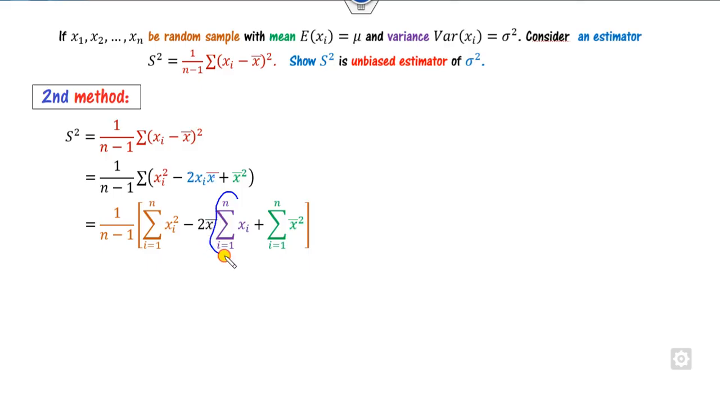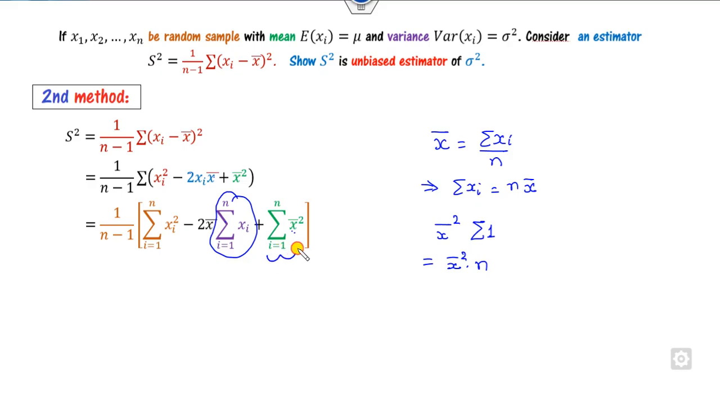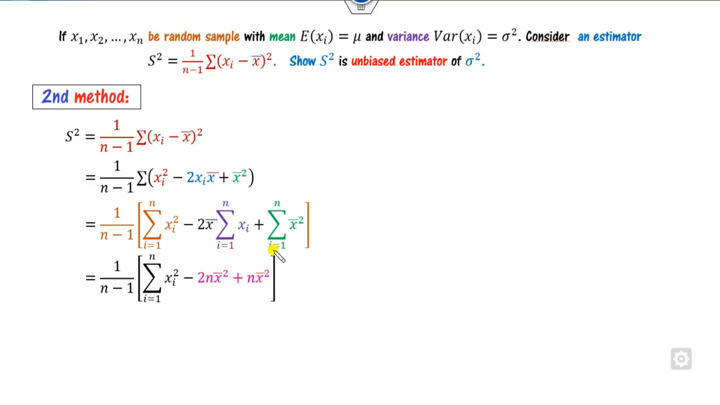What is this factor? Because we all know the sample mean is nothing but the summation of xi upon n. So what is the value of the summation of the xi? It is nothing but n of x bar. So it can be written here. Because x bar is my constant, it can be taken outside. Inside is summation of 1, so this is x bar square of n. So this part is n of x bar, so x bar square is there.